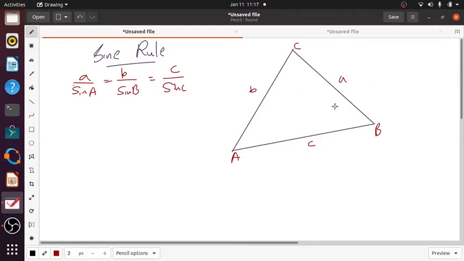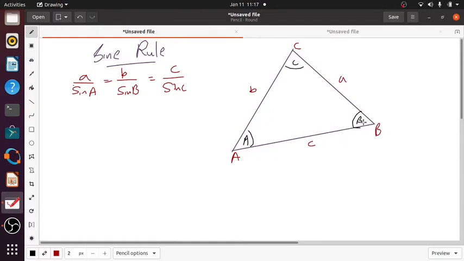You have vertices, you have sides. Now what about the angles? You know, in a triangle you have 3 sides and 3 angles. So the angles are referred to by the specific letter at the vertex. So this angle is A, this angle is B, this angle is C.